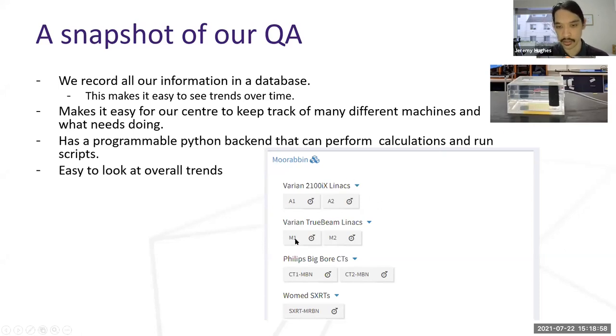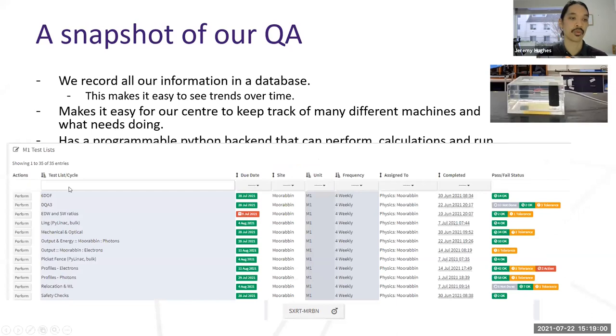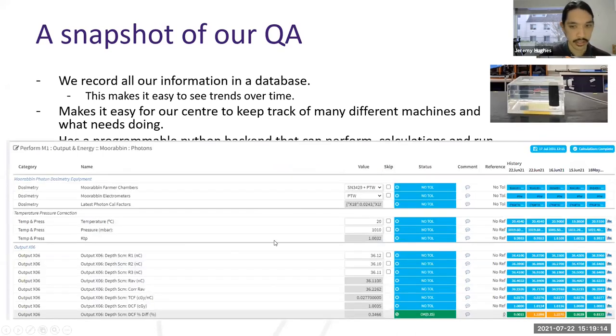And then if we click on one of them, it'll give you all the QA that we need to perform for monthly, basically. And let's just stick to outputs at the moment because it's quite simple, but there are quite a few. So then it's quite nice because it tells you the output of the machine. It calculates how far it differs from baseline, how far it is outside of tolerance values, and if it's within tolerance or not.